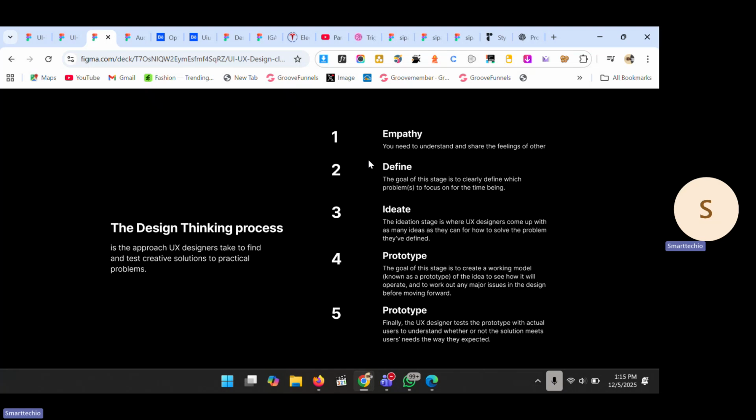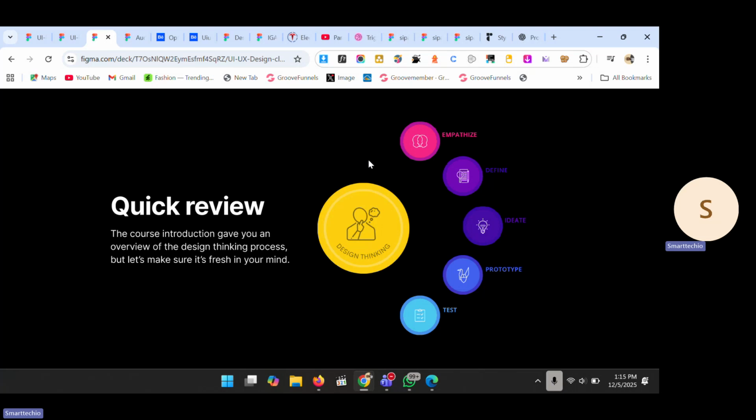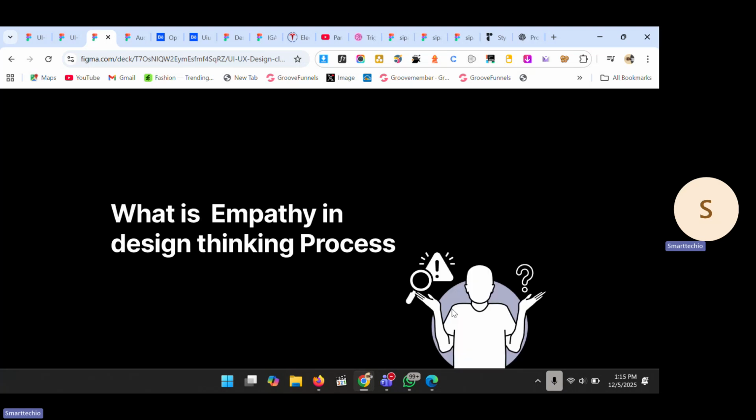Then let's take it one by one. So, a quick review. The course introduction gives you an overview of the design thinking process, but let's make sure we refresh your mind. These are the stages: empathy, define, ideate, prototype, and test. So let's pick it up. What is empathy in the design thinking process?